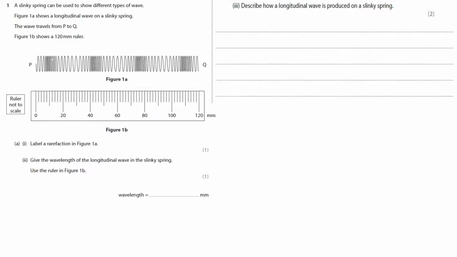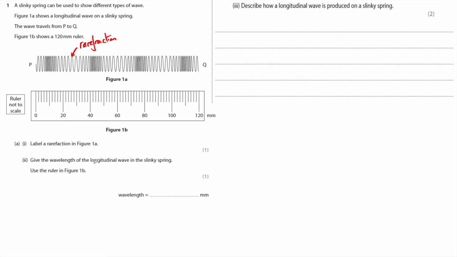Remember, compressions are the high pressure, rarefactions are in between the compressions. So in the middle here is a rarefaction. You could have labelled it there or there.